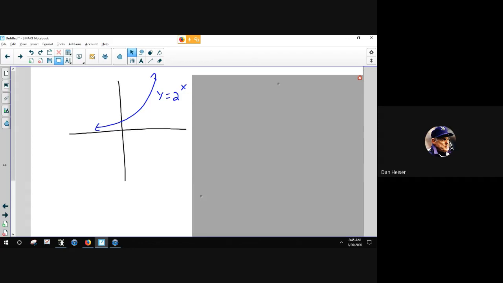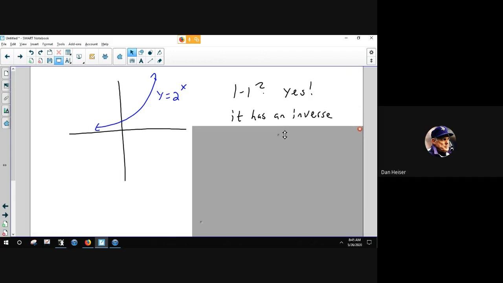Here's a graph of y equals 2 to the x. Notice that we have a one-to-one function. All exponential functions are one-to-one, which means they have an inverse. And this one in particular has an inverse.